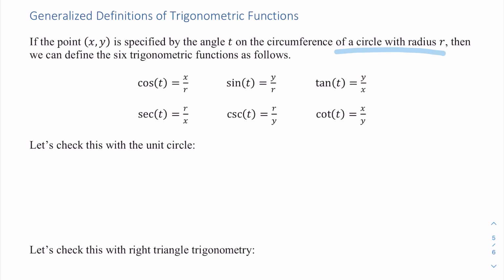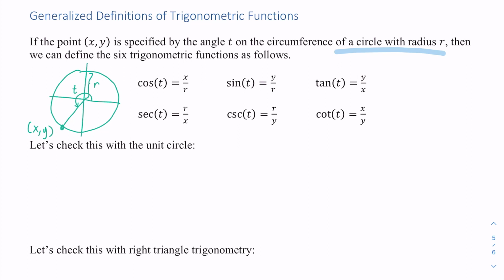So notice that we can still use x and y, the coordinates of that point, but now we also want to consider that we have to use r, so the radius of that circle. So let's draw a little picture just to say, what is this talking about? So now we are on a circle where the radius is r, not necessarily 1. And we still have some point xy here, and that is going to correspond to the terminal side of some angle t.